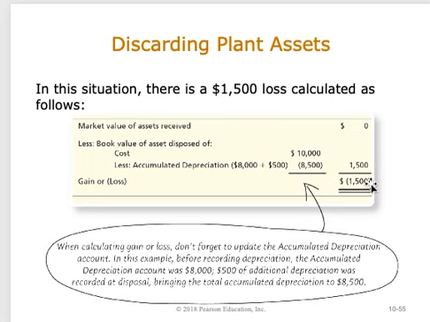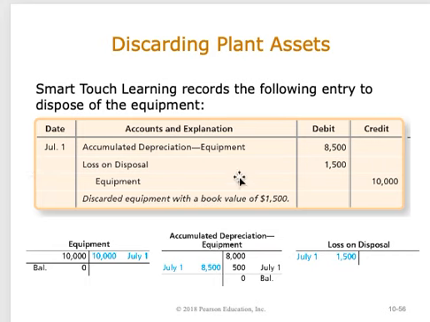And to me, these problems make more sense if you look at a journal entry. So here's your journal entry. In order to discard this equipment, you would credit equipment for $10,000. So you're taking the equipment off your books. You debit accumulated depreciation for $8,500. Then you see, do I need a debit or a credit to make this journal entry equal up? And you need a debit here of $1,500, and that's going to represent your loss on disposal of the asset.